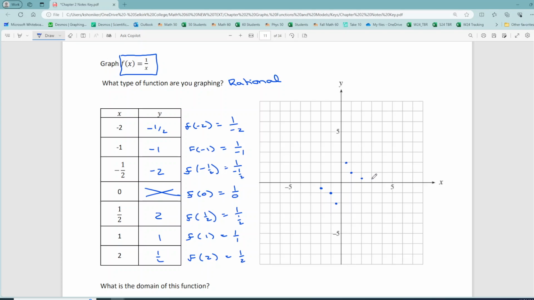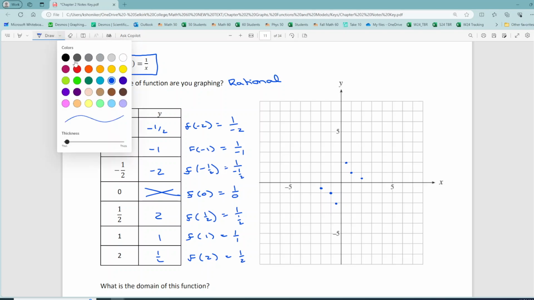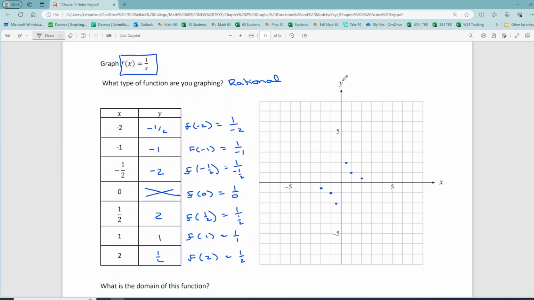What the heck is going on? Well, what's going on is that a rational function has what we call asymptotic behavior, meaning there's an x value that you approach, but you're never going to be able to reach. We just said that x cannot be 0, right? There's this weird thing where x cannot be 0.